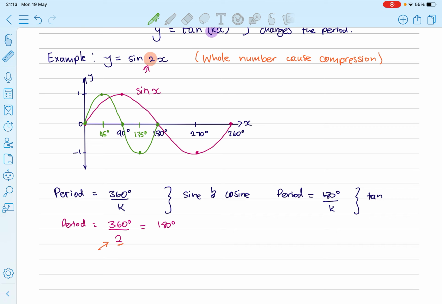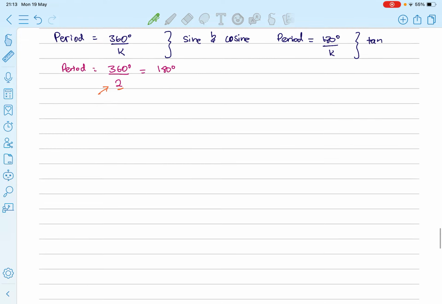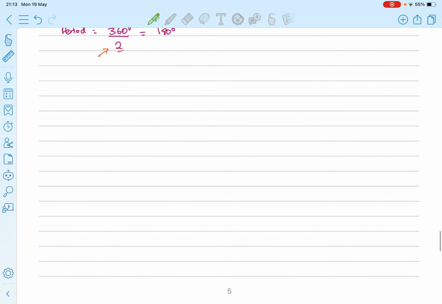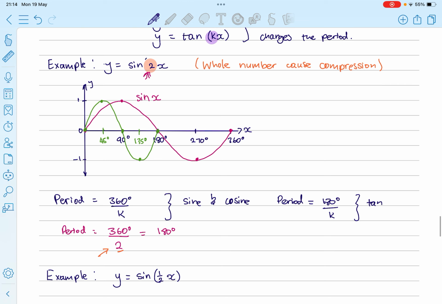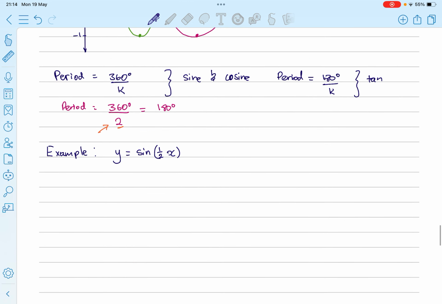Now let's look at an example when k is not a whole number, but a fraction. Example. Let's now use y is equal to sine (a half x). Let me put brackets there. So now k is a half.